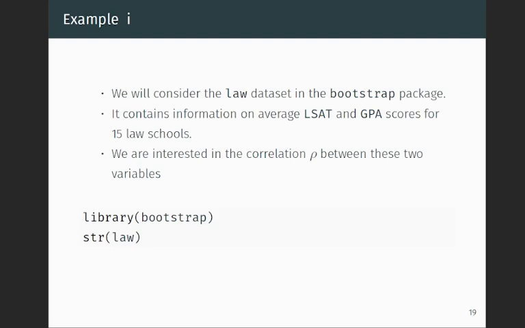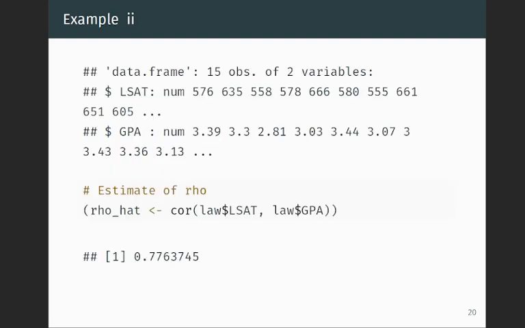So let's look at the data first. It's a data frame, 15 observations, and only 2 variables. So it only contains those 2 measures. First of all, let's estimate rho, and we'll take the sample correlation for this. Easy enough. So rho hat here is about 0.78. So the correlation is relatively high.